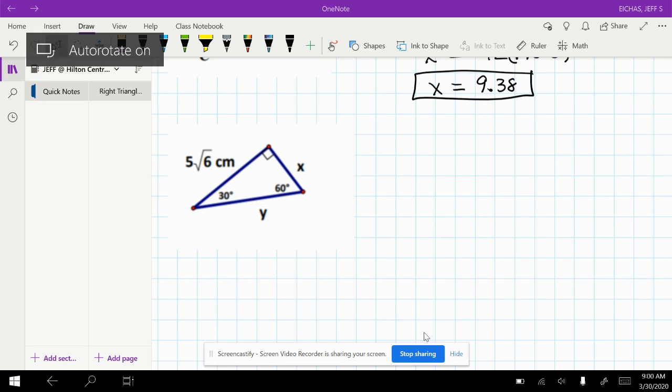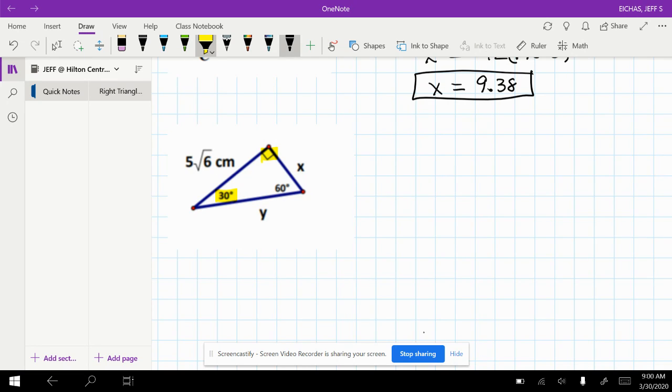So we'll solve this last one. This is video number 6 to try to, again, work some trig, right triangle trig. So here we go, right angle. Now we get our choice this time. Let's say we just use the 30-degree angle here in this case.